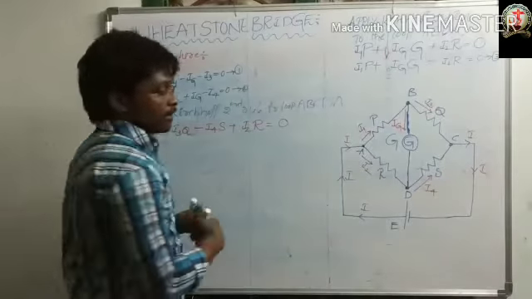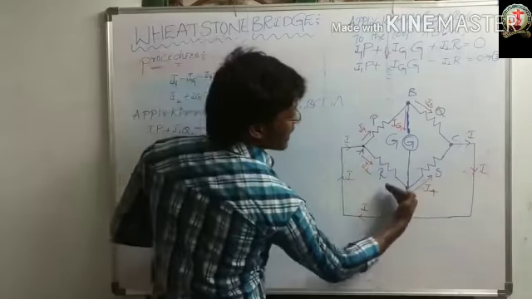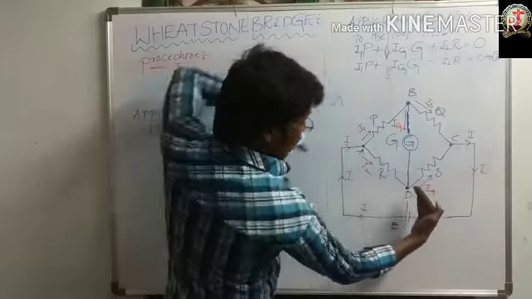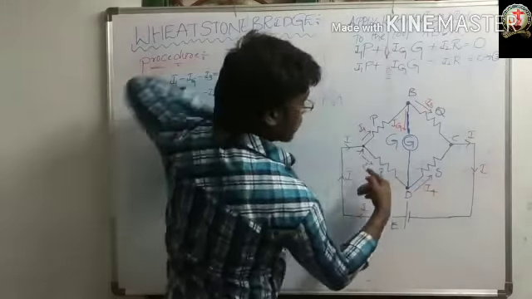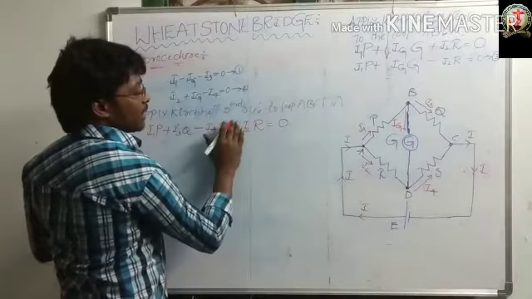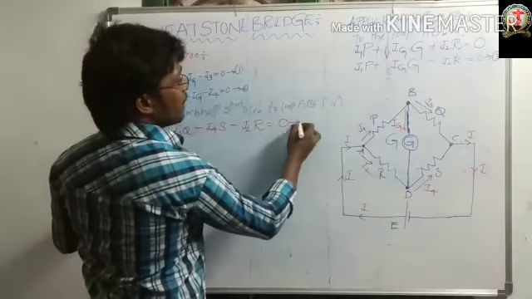Next, D to A. The loop direction is this direction, and the current I2 is moving this direction. So both are opposite, which means this term is negative. So that gives the equation 4.